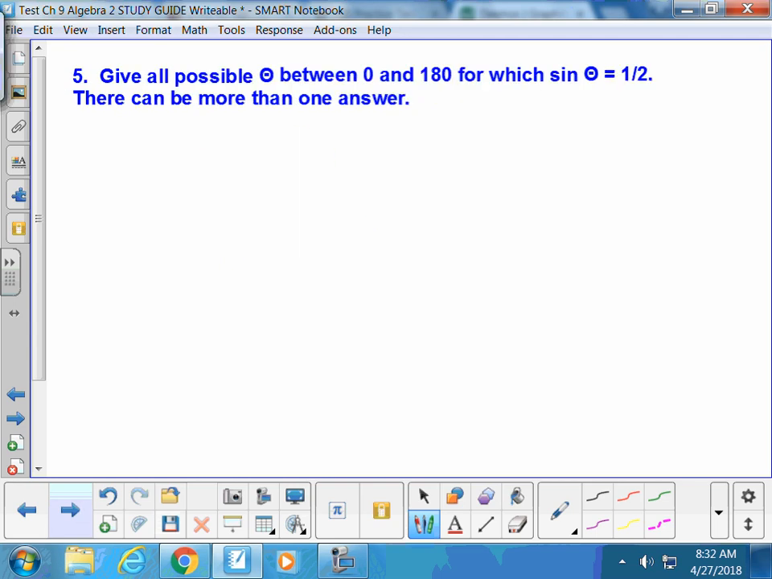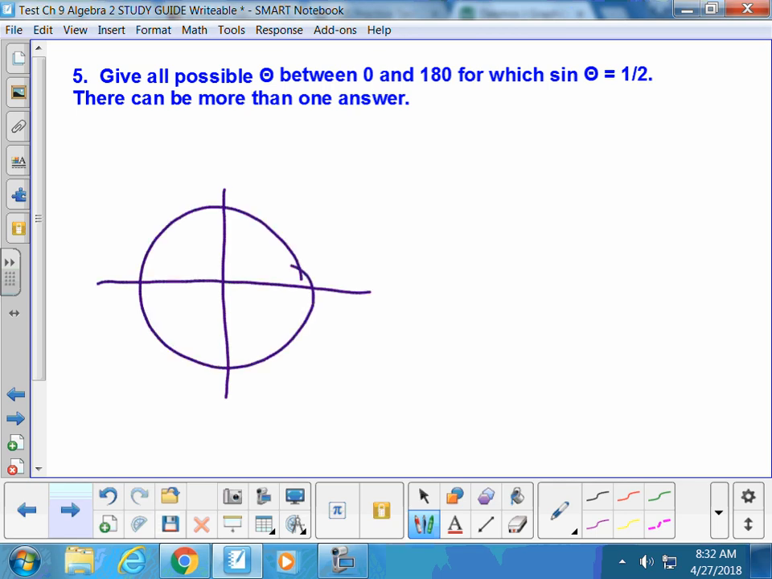Number 5. We want all possible theta that are between 0 and 180. So you're going to go on your unit circle, and you're going to look up here in quadrant 1 and quadrant 2, because that's where the angles between 0 and 180 live. And you're going to look for all y values of 1/2. I'll give you a second to look and do a seek and find game there.